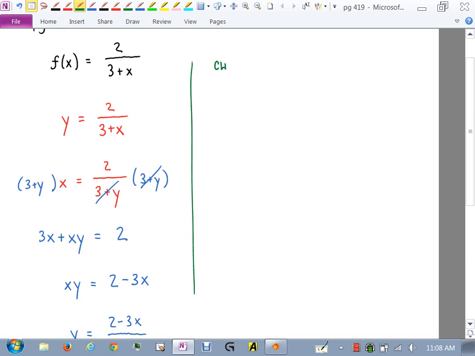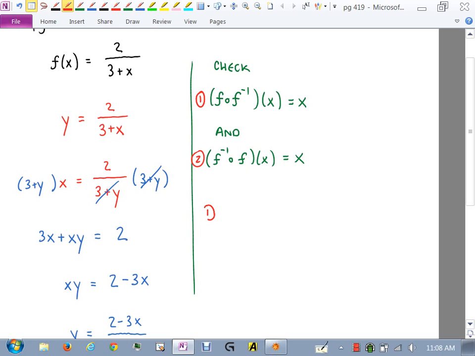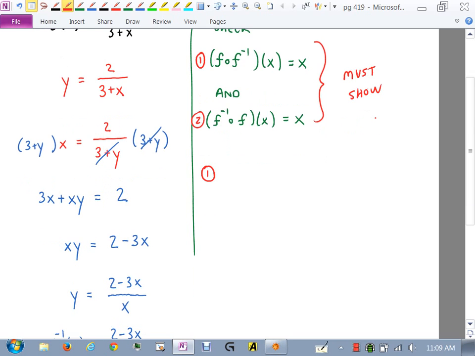So to check this, what I need to do is I need to show that f of f inverse of x equals x. And after I'm done with that, I need to show that f inverse of f of x also equals x. So there were 2 things I needed to show, right? I'll label them 1 and 2. So let's start with 1 and see if we can show that f of f inverse of x equals x. These 2 things, you must show this is true. All right, so let's start.